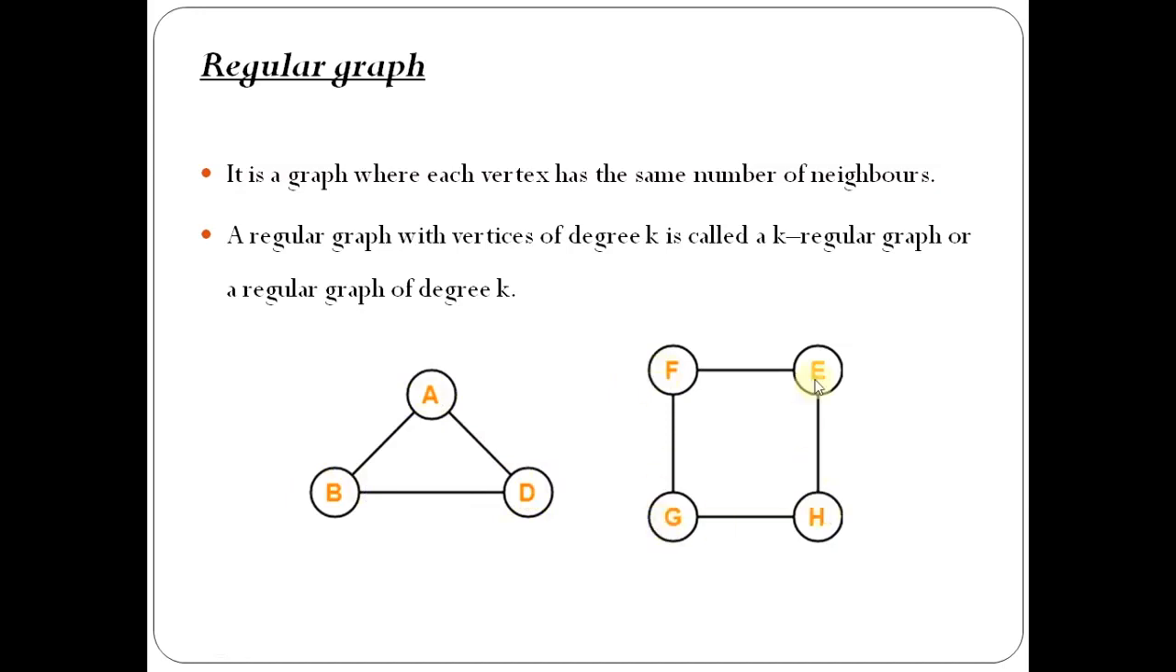Similarly, in this diagram also, all the nodes have degree 2. So we can say that these two graphs are two-regular graphs. Two-regular graph means a k-regular graph, where k denotes the degree. Here the degree is 2, that's why we call it a two-regular graph.